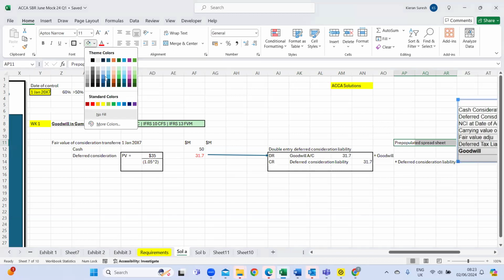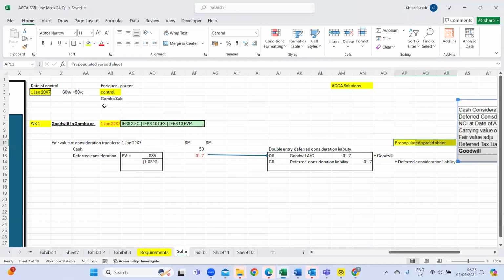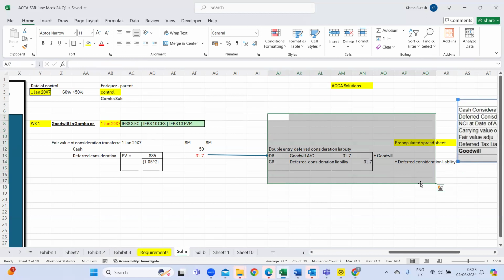When you start activity 3, the exhibit, requirement 3, this is what you need to do. You go to goodwill and add 31.7, you do the deferred consideration and add 31.7, but this would be for which date? This will be for 1st Jan 2017. But when you reach 31st of December, which is a reporting date, we need to rethink what other adjustments we need to make. That's what we're going to do in the next video, right?